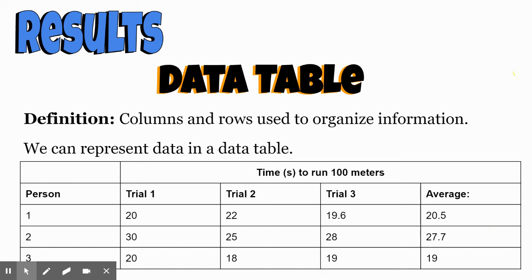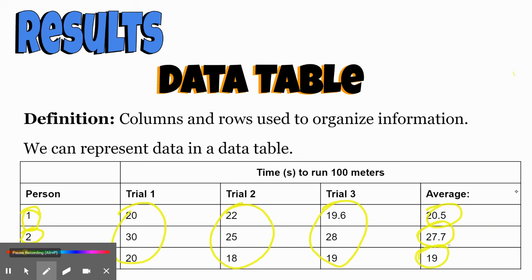So in this example, we have different people running a 100-meter race. We have all of their times right here and their averages. So we can tell a little bit about what was going on in that experiment based on this data table.